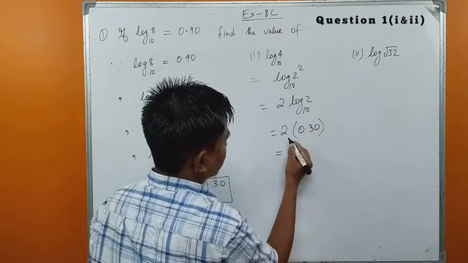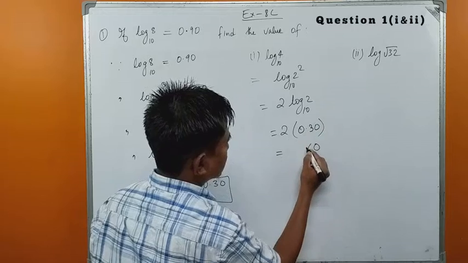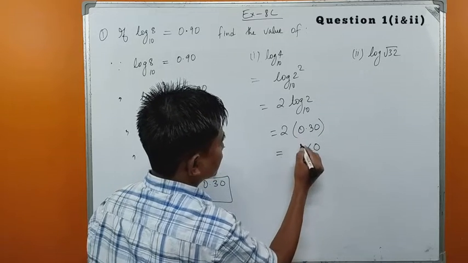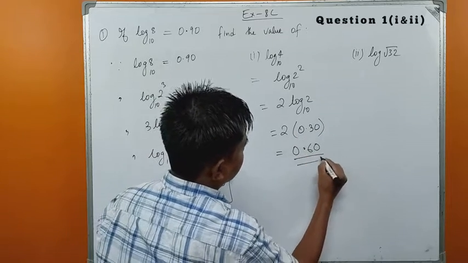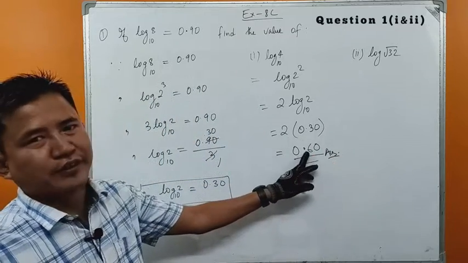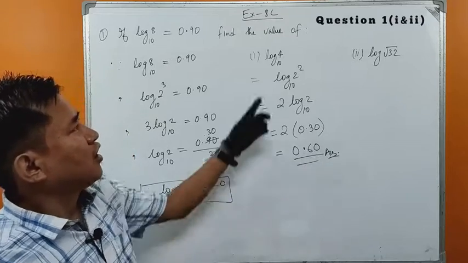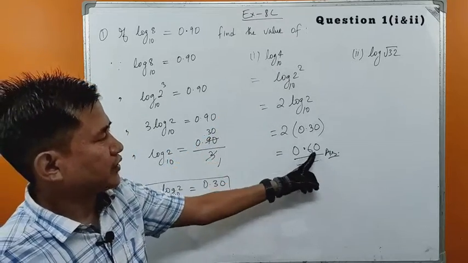So we write the value of log 2 to the base 10, that is 0.30. Now we will multiply this. 2 zeros are 0, 2 threes are 6, decimal point comes here, 2 zeros are 0, okay? The answer is 0.60, 0.6, okay? This 0 has no value, so 0.6 is the answer. Log 4 to the base 10 means 0.6.